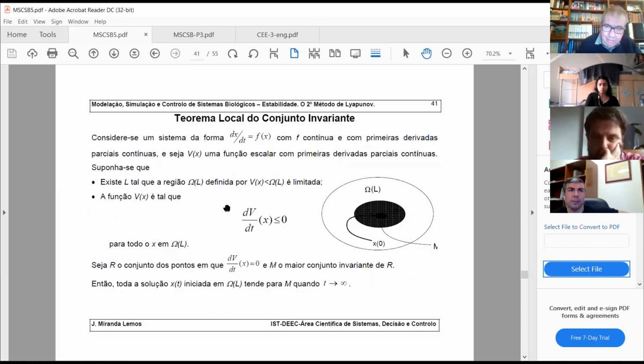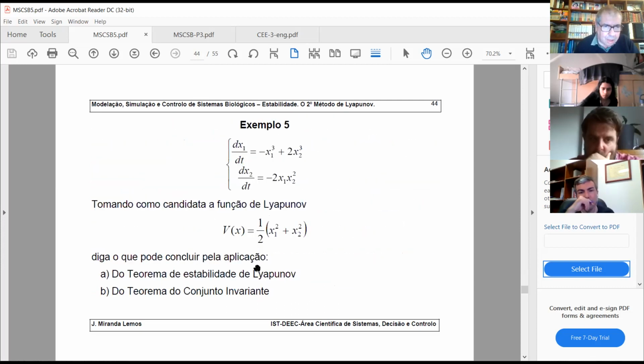Now, the theorem of the invariant set says, suppose there are some technicalities, but let's forget these technicalities at least for the moment. Suppose that you come to the conclusion that dV/dt is smaller or equal to 0. Then you can say that all state trajectories approach the largest invariant set in which dV/dt is equal to 0. It's written here. Okay, so you compute this set of states such that dV/dt is 0. This defines a set of states. And then you have to find out the largest invariant set. It looks a bit funny, but let's see an example.